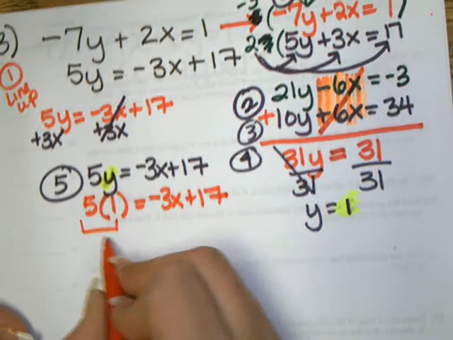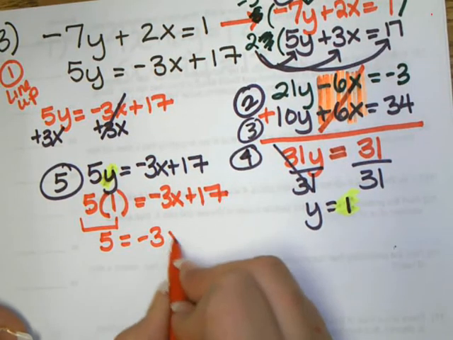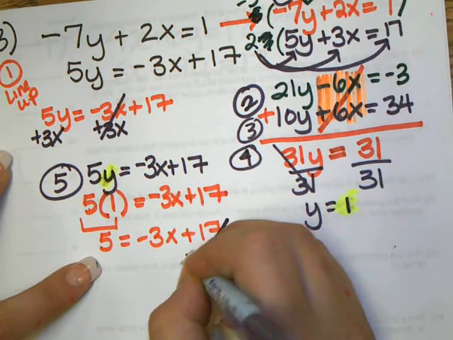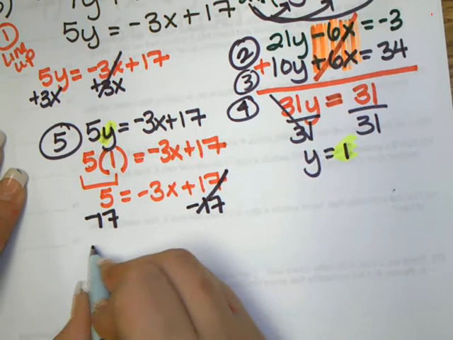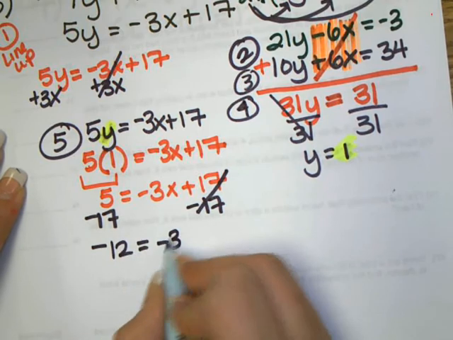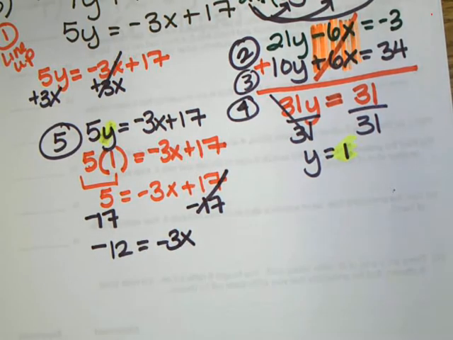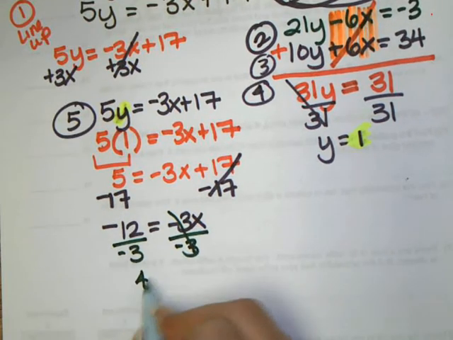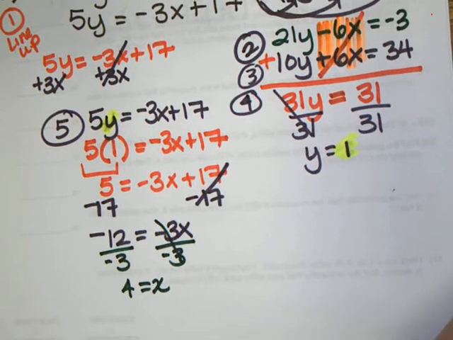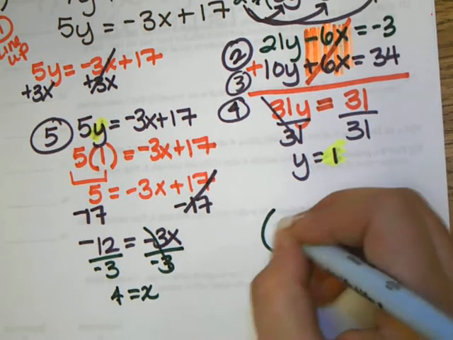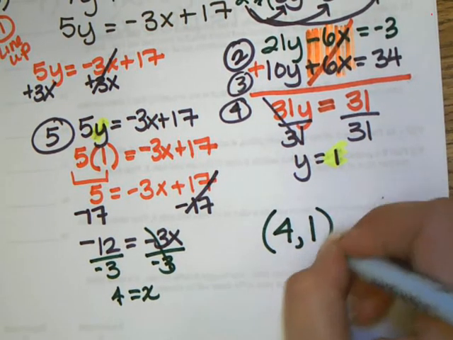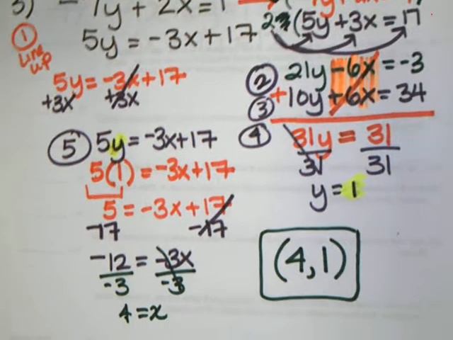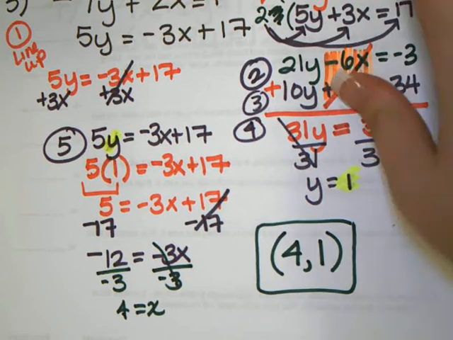So I have 5 times 1 equals negative 3x plus 17. 5 times 1 is 5. I'm going to subtract 17. Negative 12 equals negative 3x. And lastly, divide by negative 3. And we get 4 for x. So our solution is 4, 1.